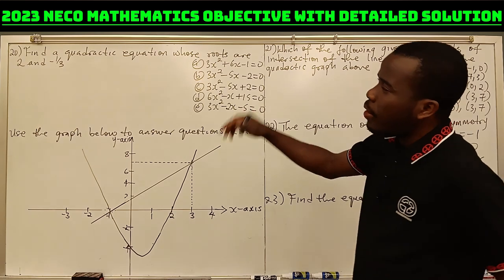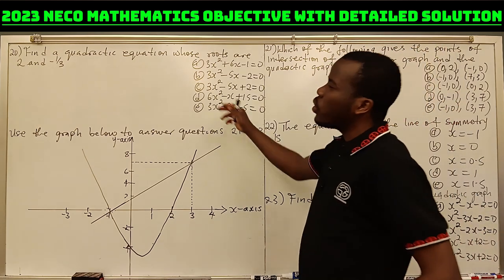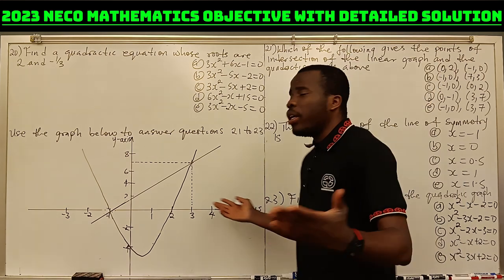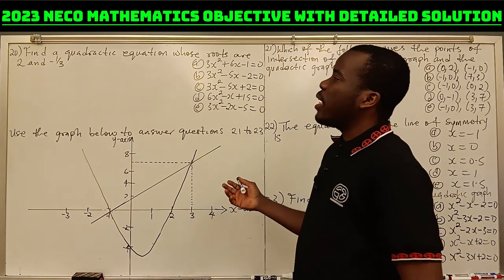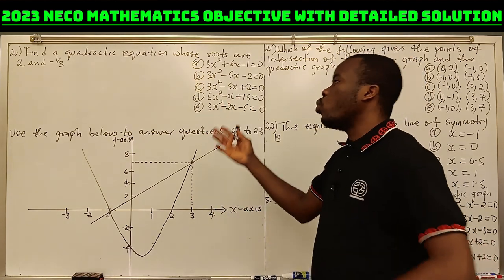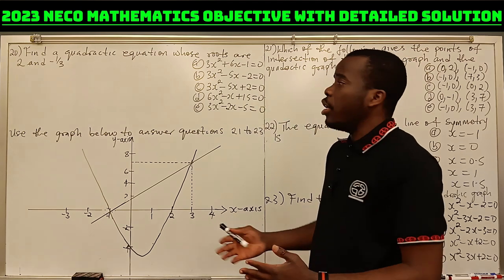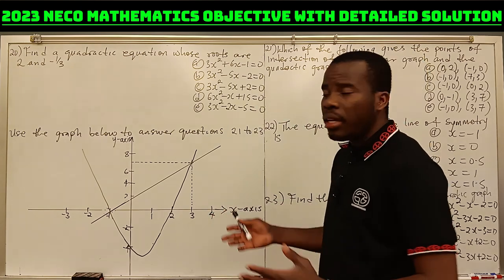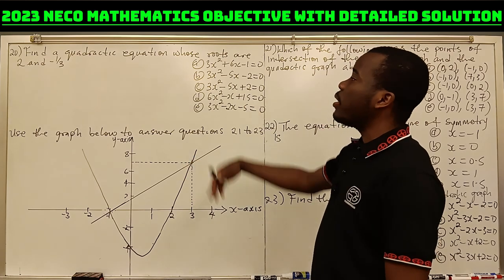Question 23 says, find a quadratic equation whose roots are 2 and minus 1 over 3. There are two ways in which we can do this. We can decide to say x equals 2, take the 2 to the left hand side, becomes x minus 2, multiplying x plus 1 over 3, and then you expand, you get the quadratic equation.